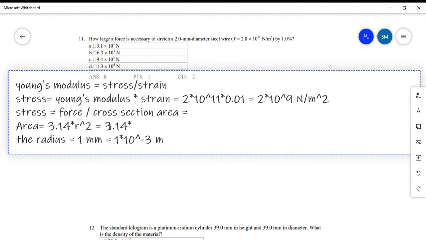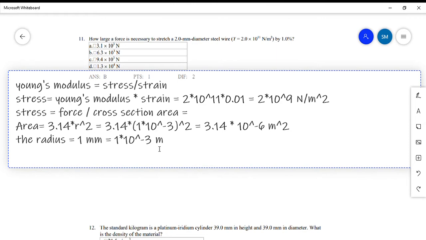R is 1 times 10 power negative 3, all of this power 2. By using the calculator, the result will be 3.14 times 10 power negative 6 meter square. So this is the area. So we have the stress and the cross-section area, so we can calculate the force.